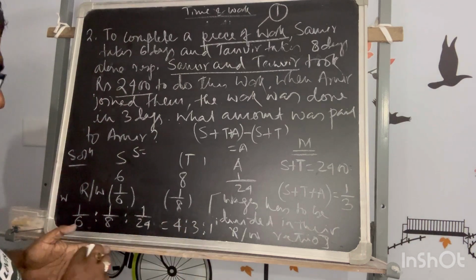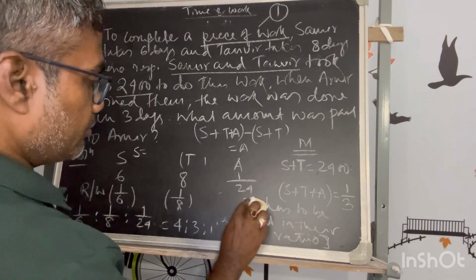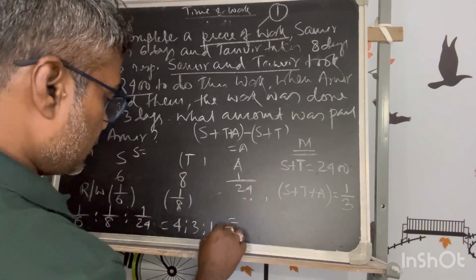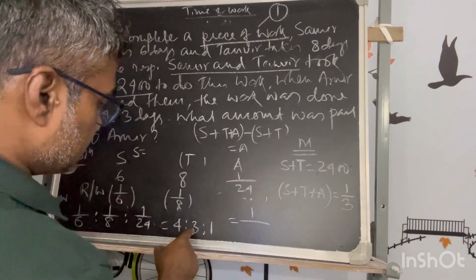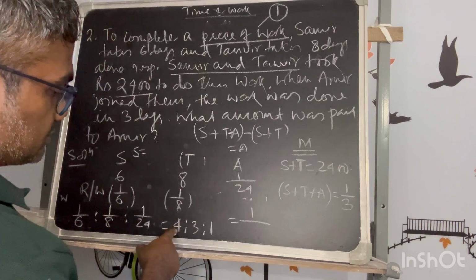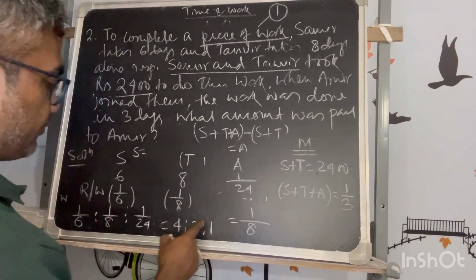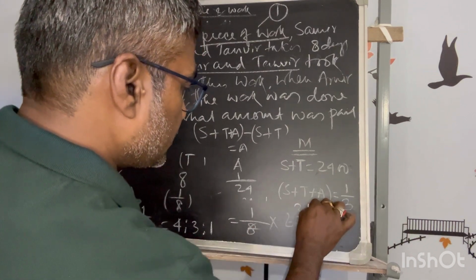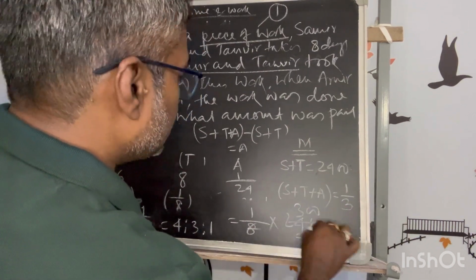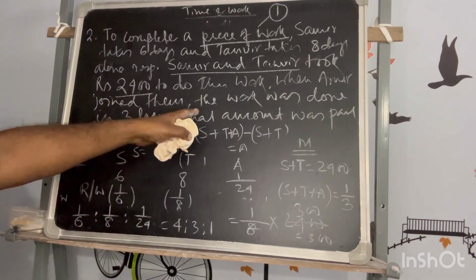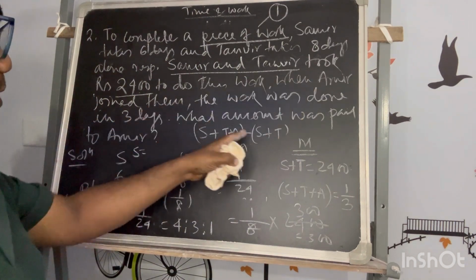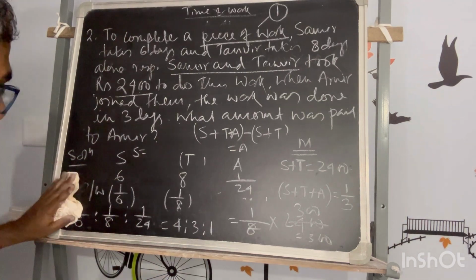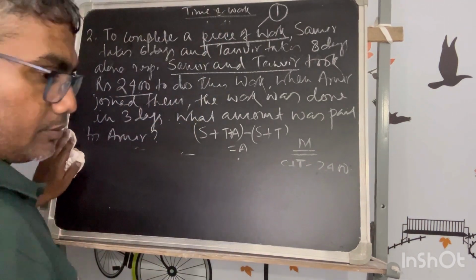So if the total is 2400, Amir's part is one part of the total. So one part of how much? 4 plus 3, 7 plus 1, 8. So it is 1/8 part of the total, that means of 2400. That is equal to 300 rupees. So when he joins, Amir will get 300 rupees for that job. Understood? Okay.